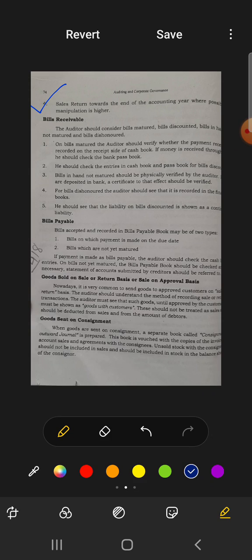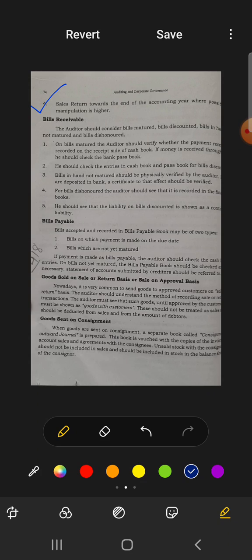The next is bills receivable. The auditor should consider the bills matured, bills discounted, bills in hand but not matured, and the bills dishonored. So the next head is bills receivable. Bills receivable are equal to cash. They are liquid, less than cash. The auditor should consider the bills matured, bills discounted, bills in hand but not matured, and the bills dishonored. These bills are to be checked by the auditor.